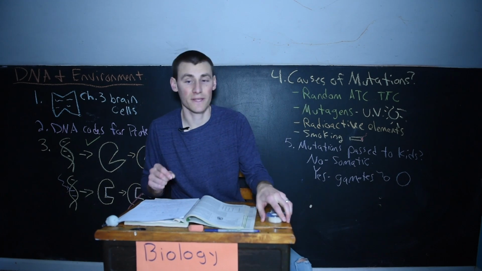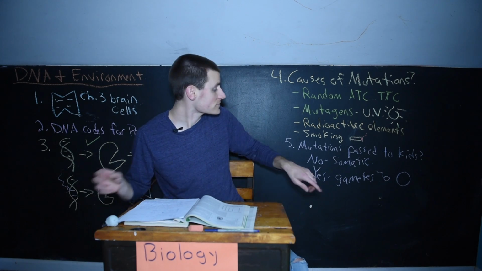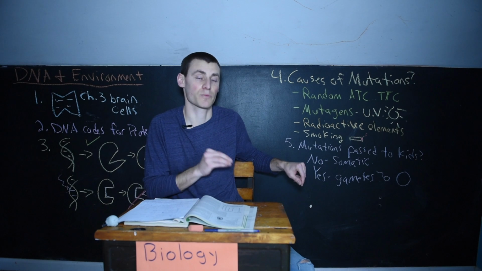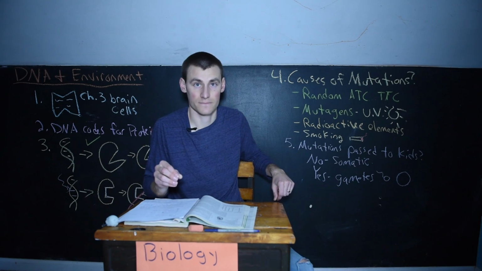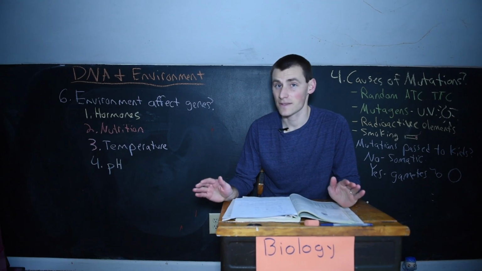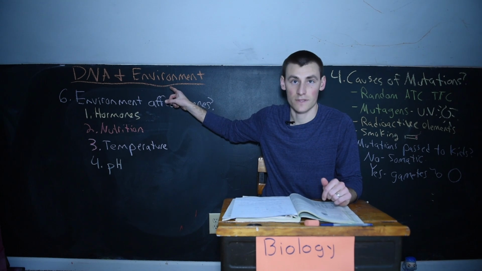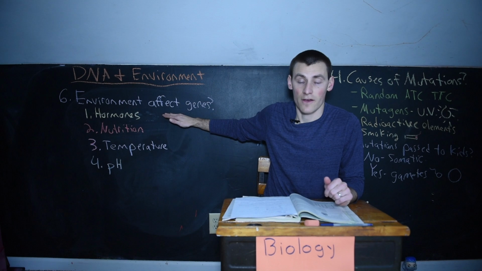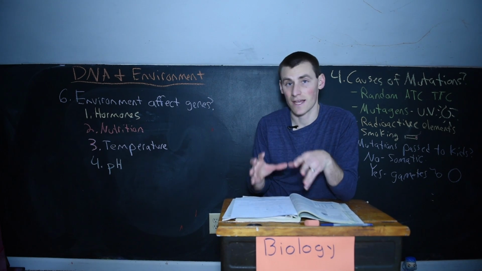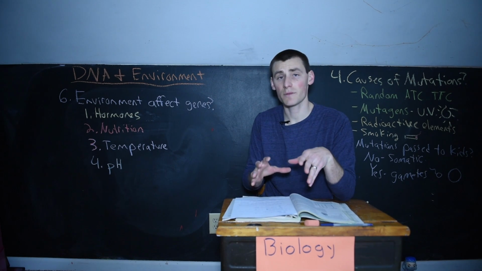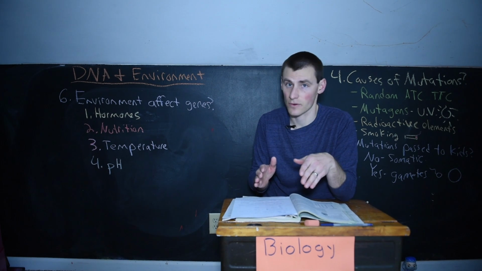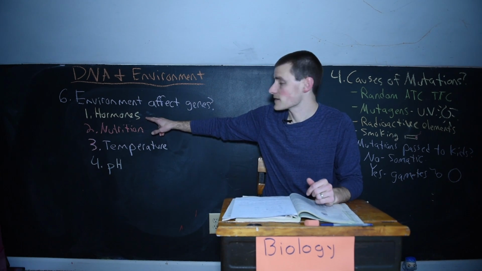It needs to already either be in the genetic code or it needs to be acquired inside the sperm or egg before they're passed on, okay? Okay, so finally we end with how the DNA is affected by the environment. It can affect your genes. Even though your genes are a set code, they can be turned on or off by certain things in the environment, okay? So first one is hormones.